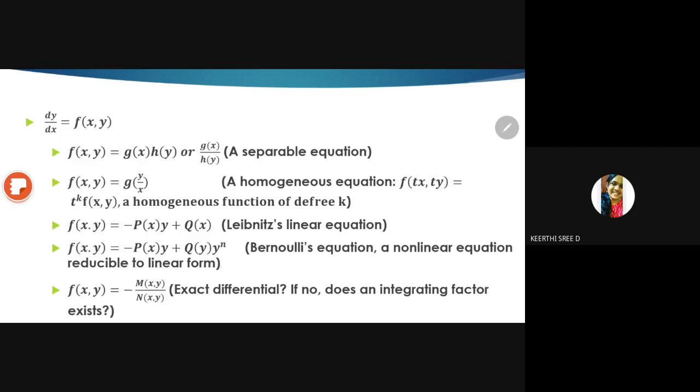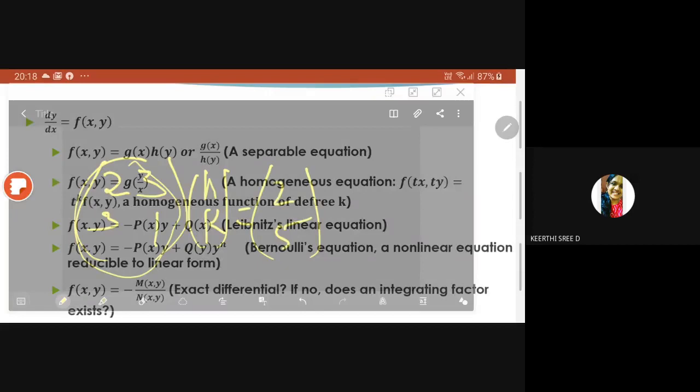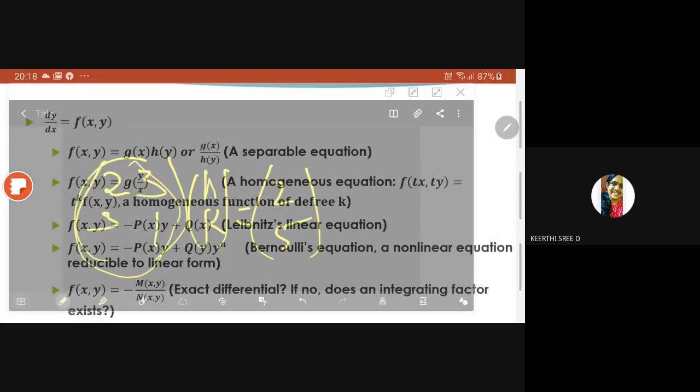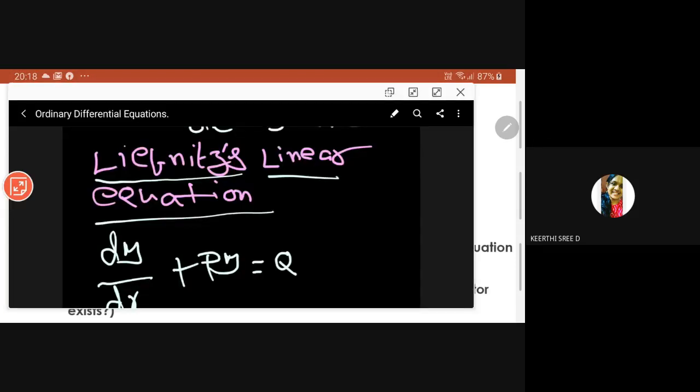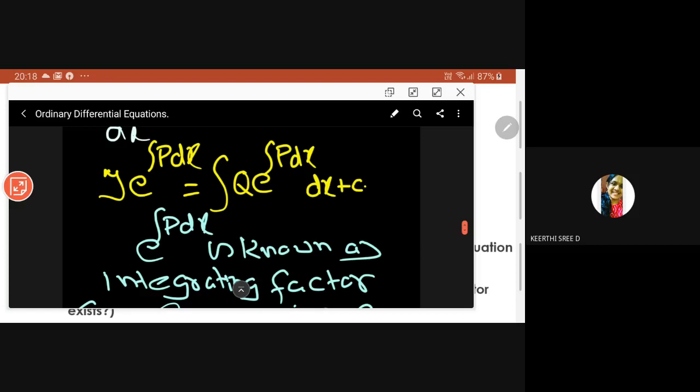And now we are looking at the Bernoulli's and the Leibniz linear equation. That part is here. Yeah, right. So this is the Leibniz equation here: dy/dx plus py is equal to q. For this one, you just remember y e power integral p dx is equal to integral q e power integral p dx plus c. That is the formula here.